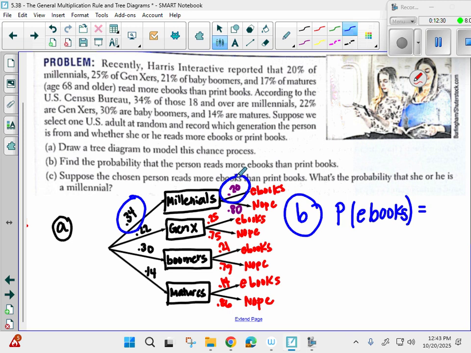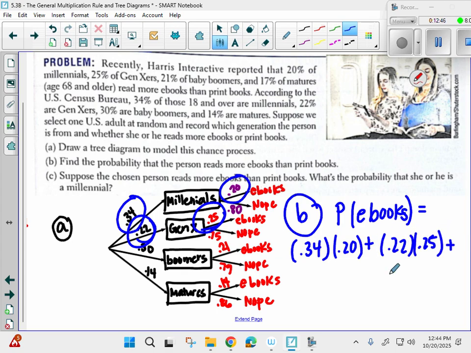So one option is we have our millennials who read ebooks. 20% of the millennials read ebooks. Then we have our Gen Xers, there's 22% of them, and 25% read ebooks. So we multiply those together, but we add each pathway, all right?